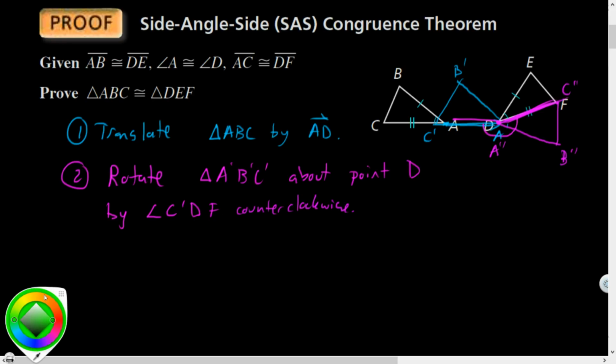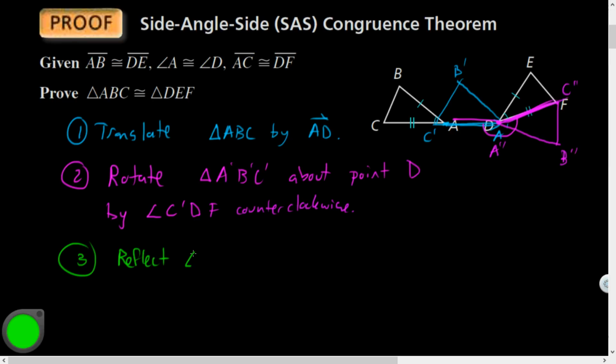And lastly, what do you guys think I could do to get this purple shape to match up to that white shape? Yeah, let's reflect. Now that's triangle A double prime, B double prime, C double prime, over what line? Over DF, or over A double prime, C double prime, but I'll just call it DF. And that's going to map it onto that. This angle will match up to that angle. This side is congruent to itself. This side we already knew was congruent there.